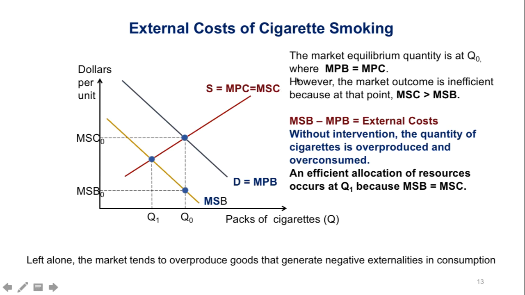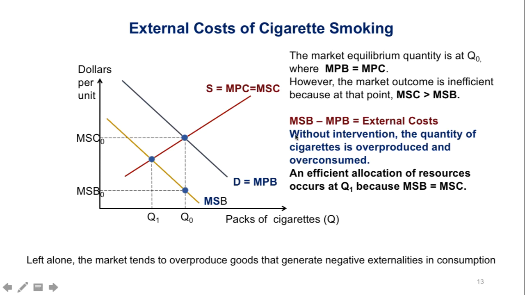But the marginal social benefit is much lower. It's there on the left, the demand. So the difference between the marginal private benefit and the marginal social benefit is the external cost, which I don't care about.